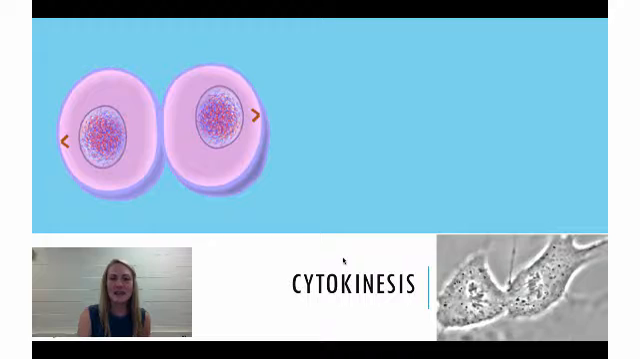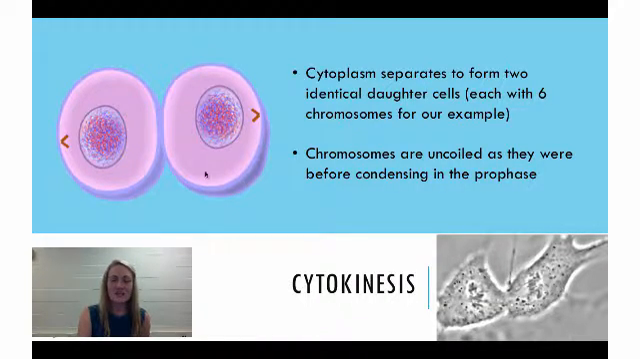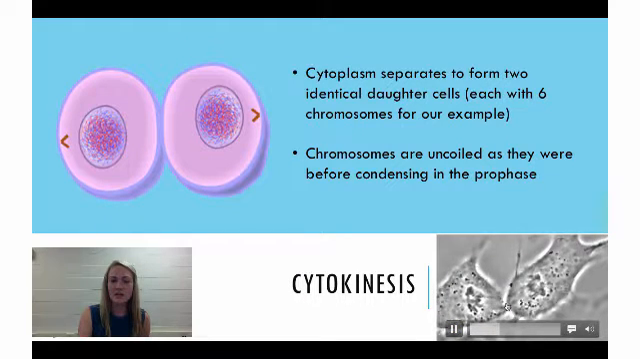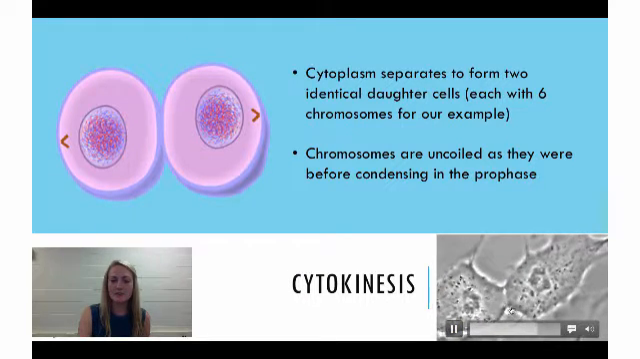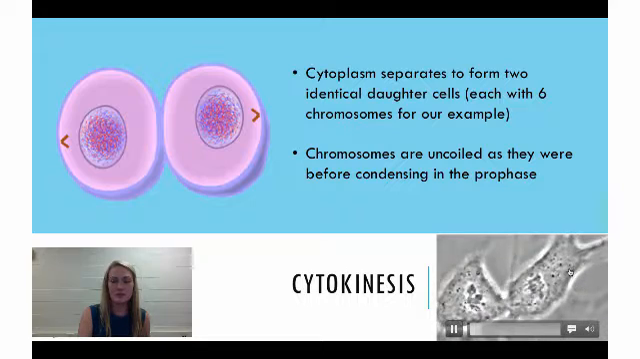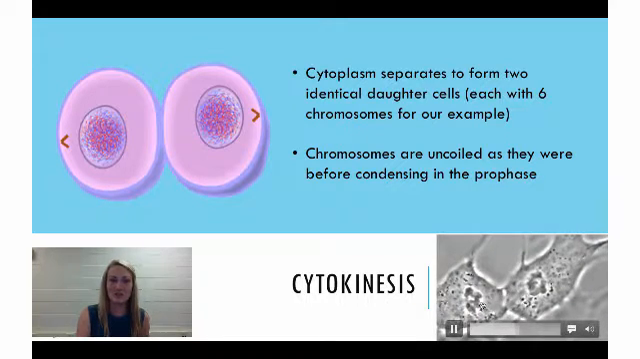All right, now our last phase is going to be cytokinesis. So now the cytoplasm has completely separated and we've got two identical daughter cells, and each one of them is going to have 6 chromosomes. And the chromosomes are going to be uncoiled, and this is the state they were in when they were in interphase, so before they started prophase. And we can see in our example here, the one cell is completely divided to form 2 daughter cells that are going to be genetically identical to each other.